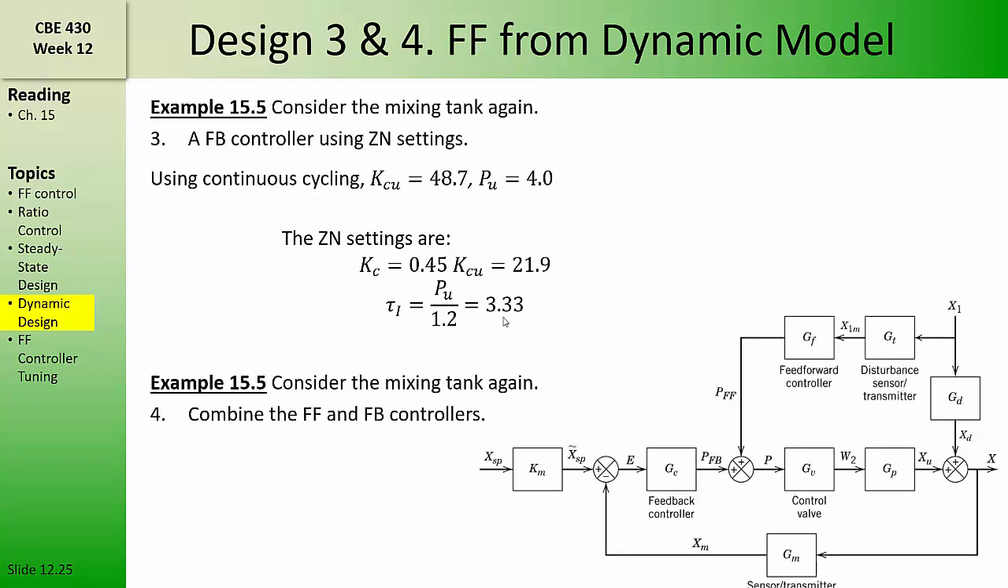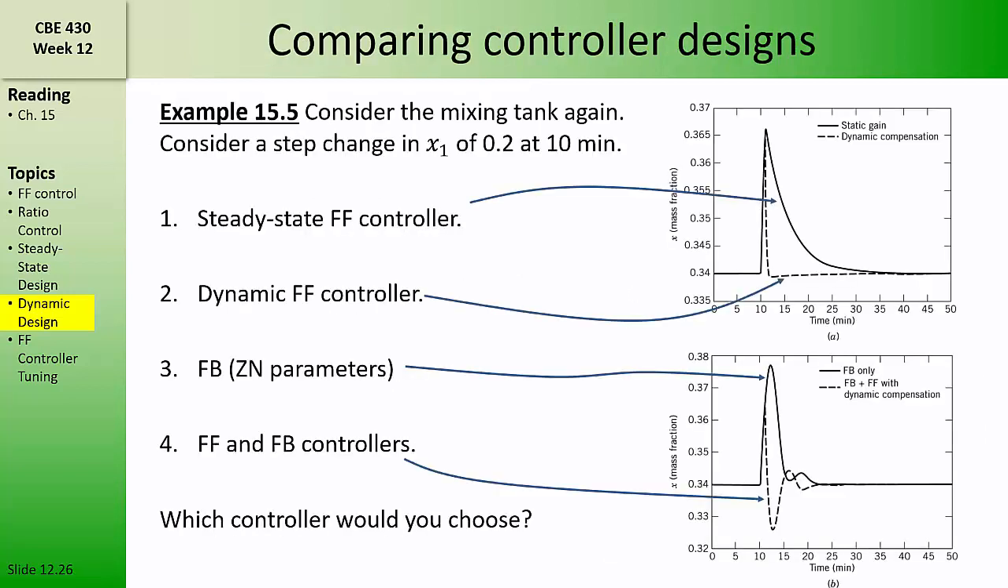Finally, for the fourth scenario, we'll combine the feedforward and feedback controllers using feedforward control with feedback trim and using the static feedforward controller that we designed in part 1. If we build a Simulink model for each of these 4 cases and consider a step change in our disturbance variable x1 of 0.2 occurring at t equals 10 minutes, the steady state feedforward controller behaves according to this solid line here, where the disturbance causes the controlled variable to deviate from the set point of 0.34 and return back to the set point over the course of about 20 or 25 minutes.